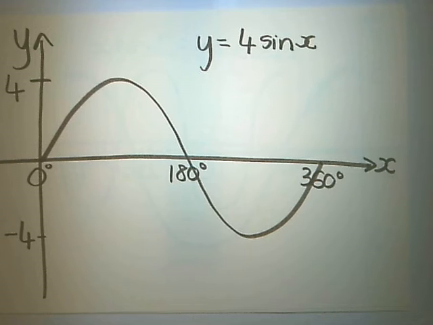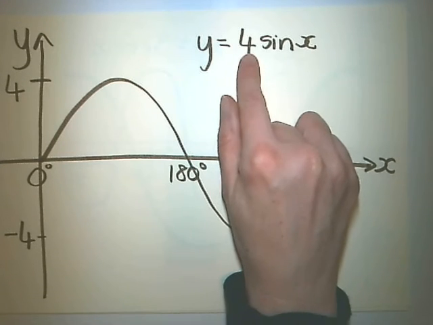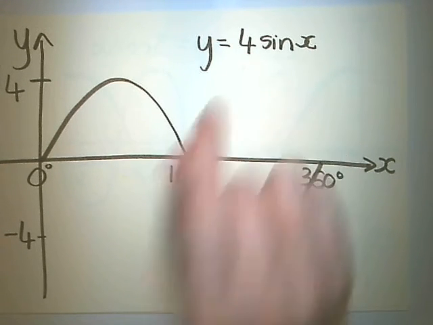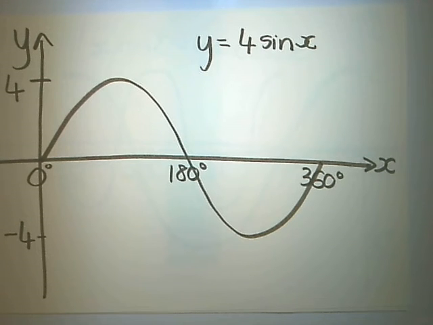Okay, moving on. So if you've got a number at the front, this is your amplitude. If there's no number at the front, the amplitude's 1. If there's a number at the front, your amplitude will be whatever that number is. So that's a 4. So the amplitude for this graph is a 4, which just means the graph goes up to 4 and down to -4, unless it's been shifted.